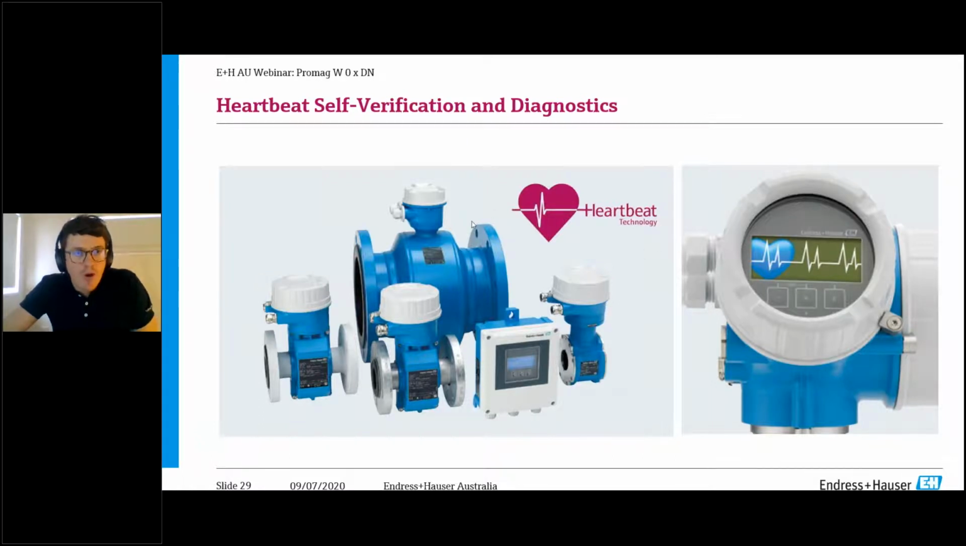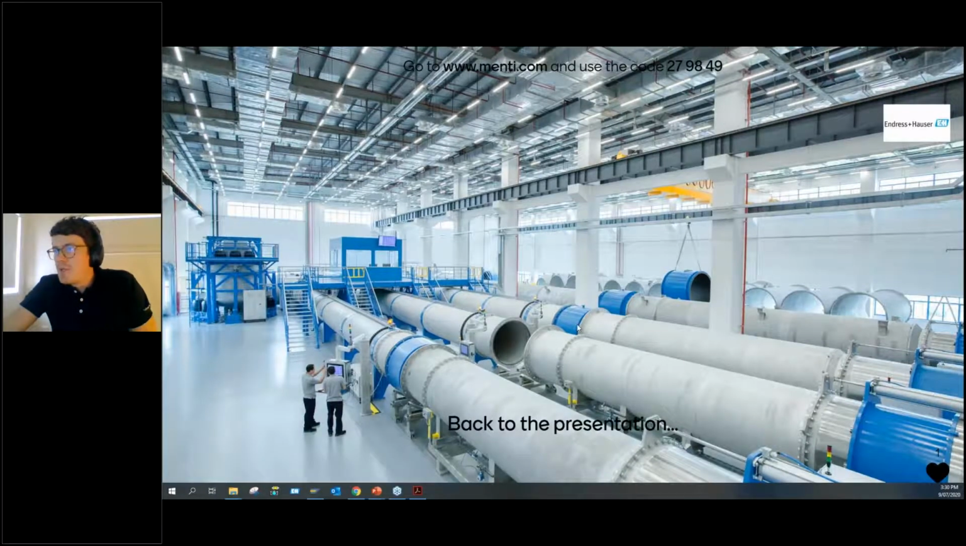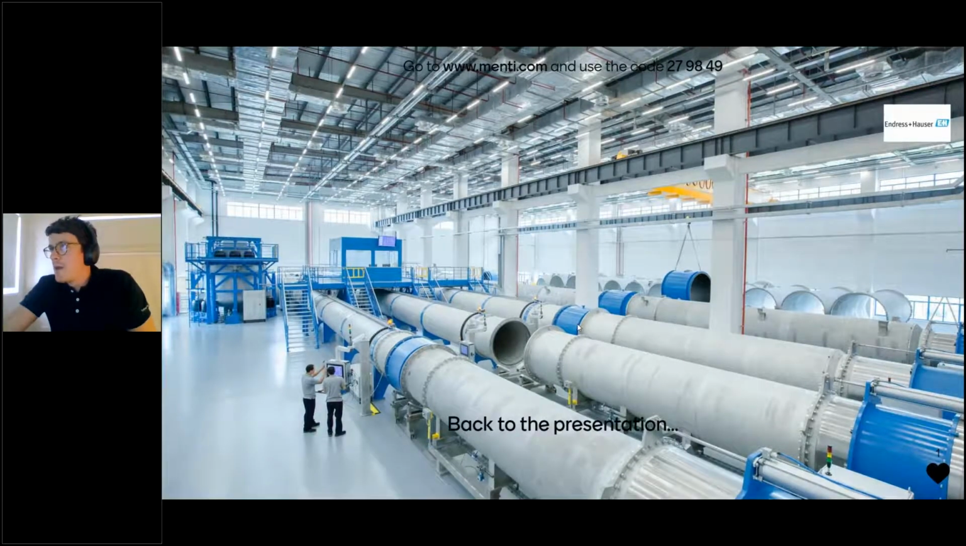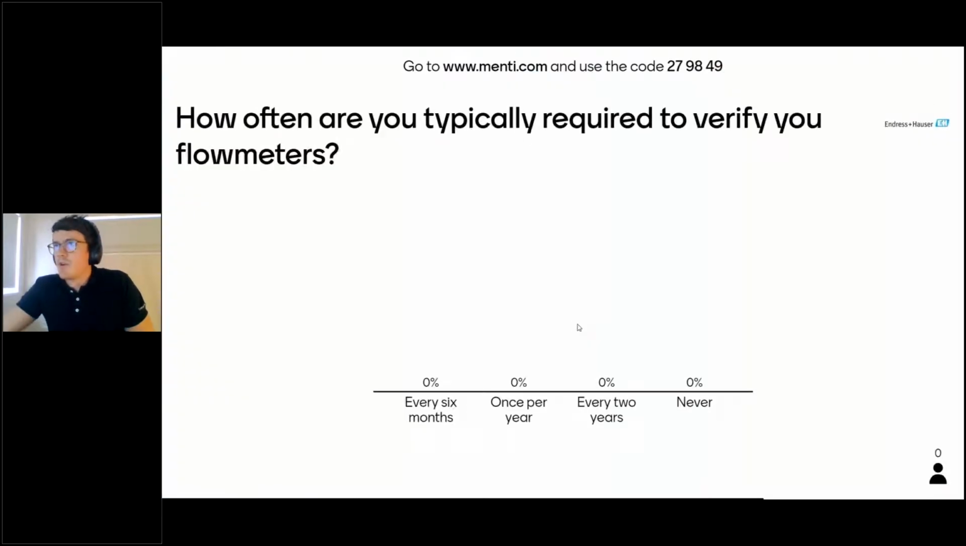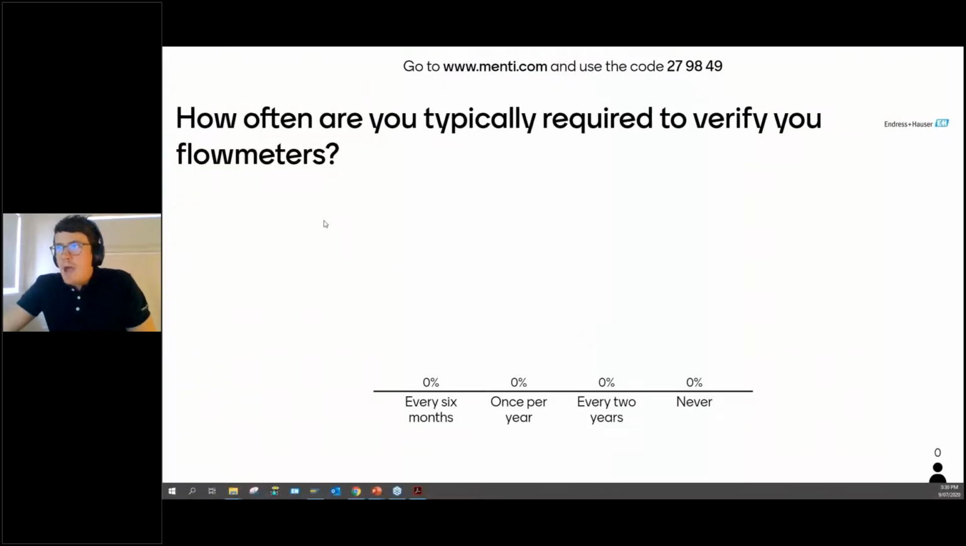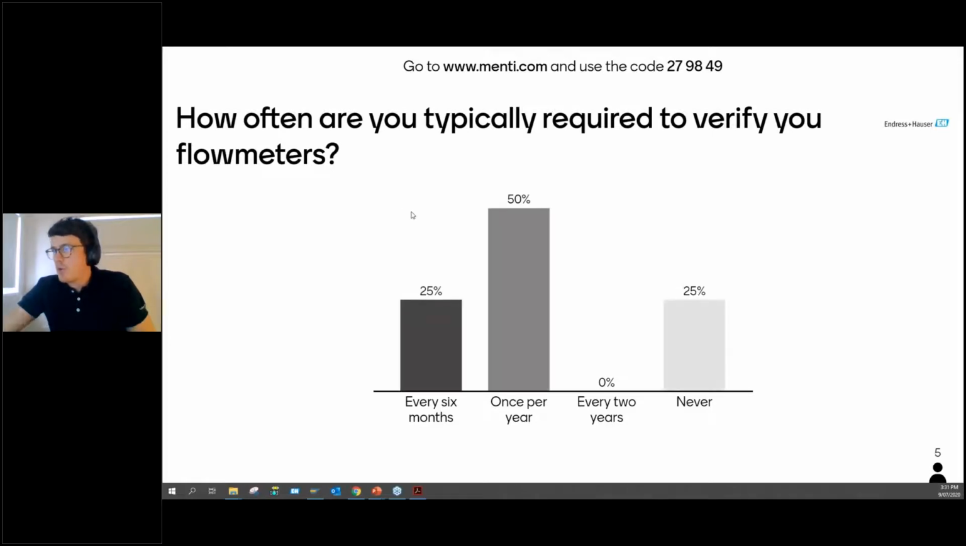Now, before we talk about how heartbeat self-verification works, I'm just going to share with you the Mentimeter screen again, and I've just got a question I'd like to ask. So you should see the Mentimeter screen again. Here is the question I've got. How often are you typically required to verify your flow meters? So those of you who are already logged on your phone or have gone onto the website with the code 279849, it'd be great if you could answer that question. I'm just going to give you 30, 40 seconds to go through that.